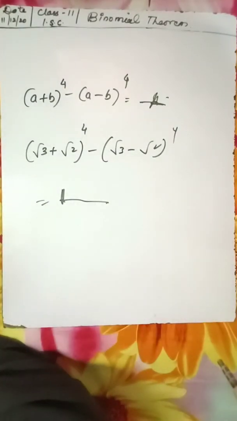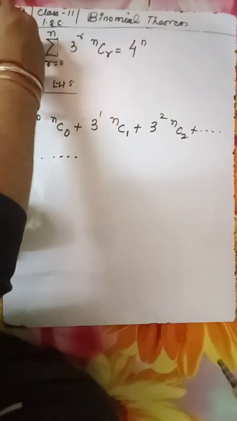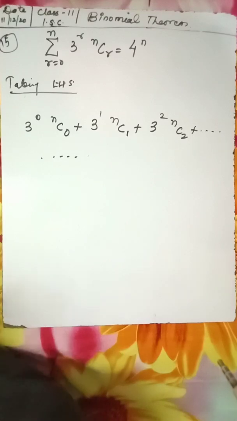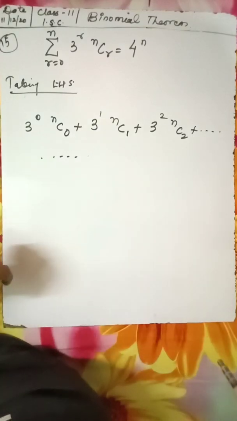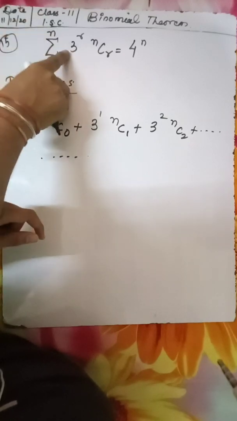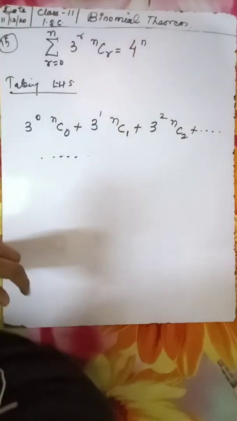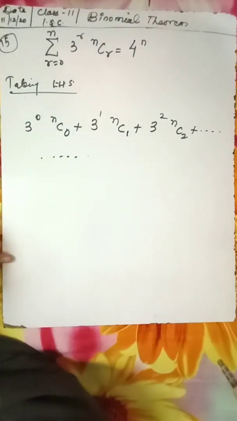Okay, so try to do it. All right. Okay, see, this is the 15th question. How are we going to do this? You're given: prove that the summation of r from 0 to n of 3 to the power r nCr is equal to 4 to the power n. We have to prove this thing.